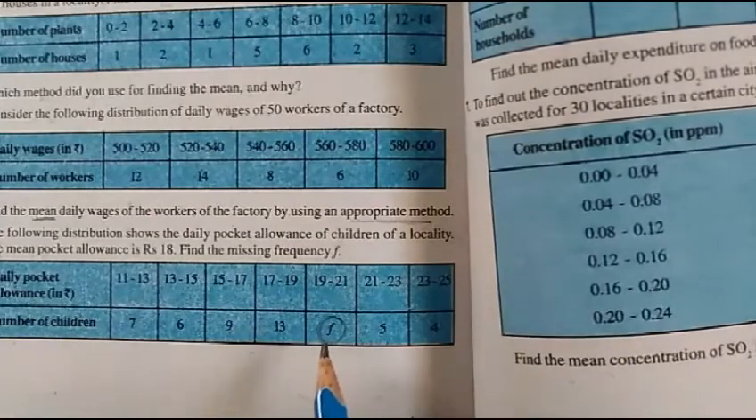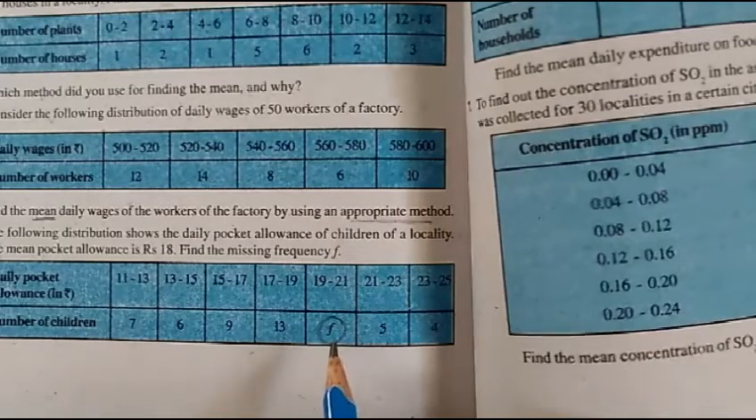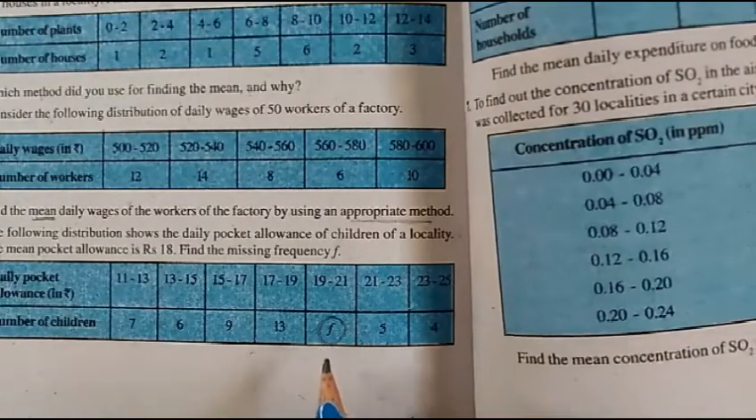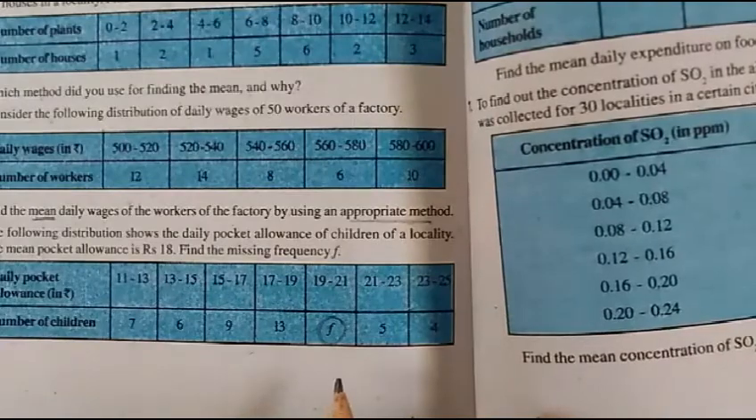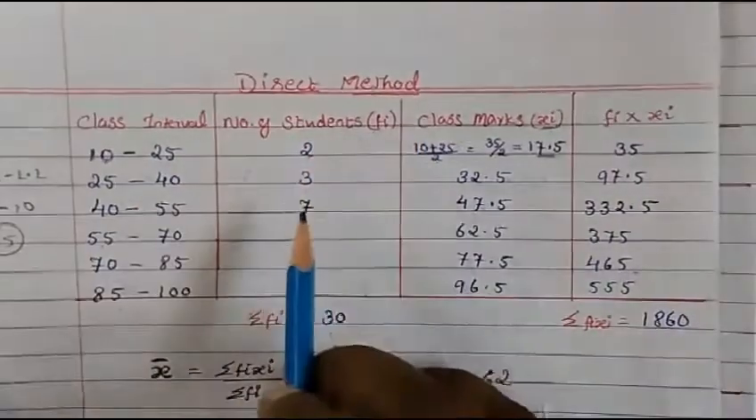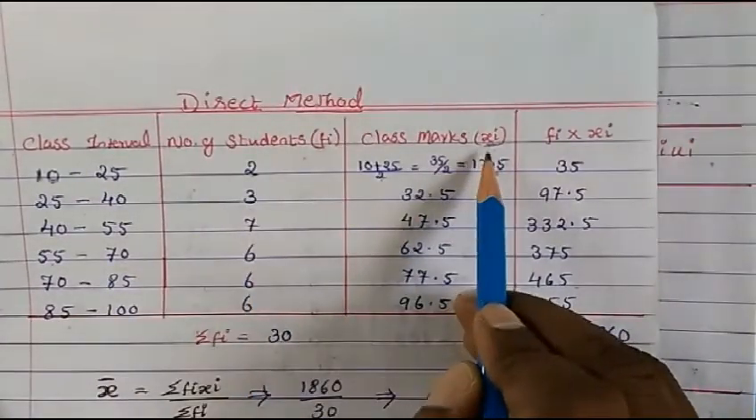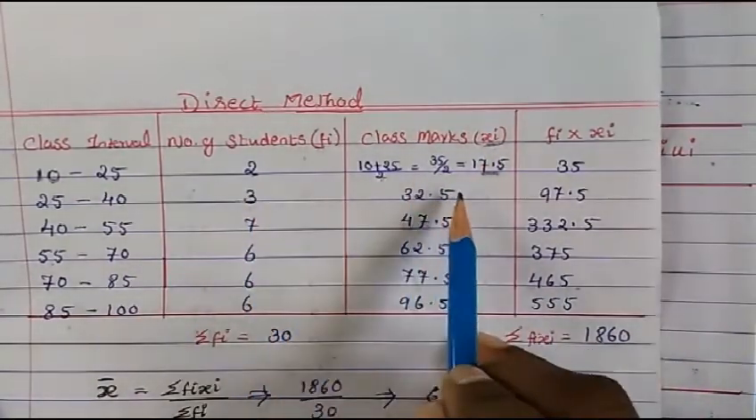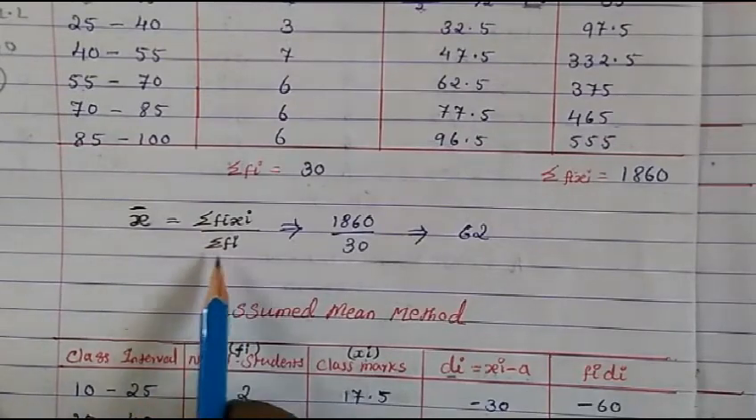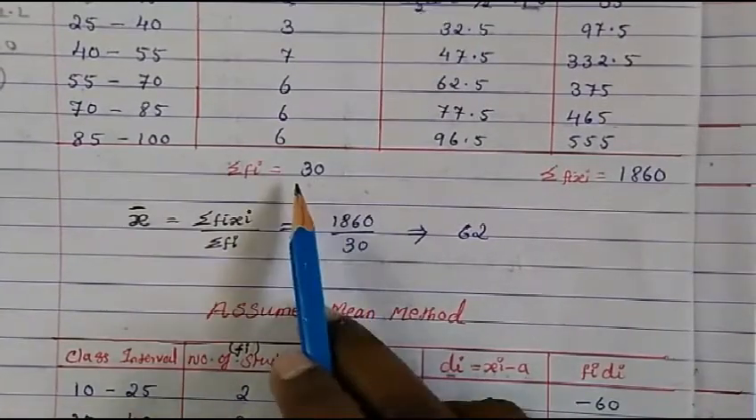So already I have told you there are 3 methods: direct method, assumed mean method, and step deviation method. But I am going with the step deviation method, which is very easy. There is not much calculation in it, but still I'll explain the introduction part. In the direct method, you write down the 2 columns given to us and then find xi. Once you find xi, you multiply fi and xi, get the total, and put it in the formula to find the mean, the total divided by the number of students.